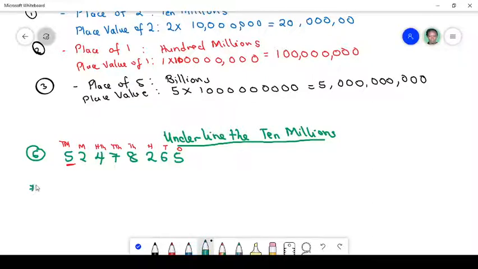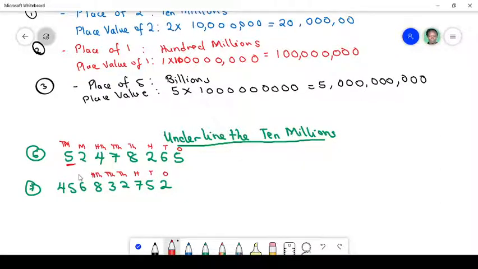Let's take another example. Example 7, we are still underlining the 10 millions. So you have ones, tens, hundreds, thousands, 10,000, 100,000, millions, 10 millions, and 100 millions. So if we underline the 10 millions, this is the 10 millions. So we underline this as well.